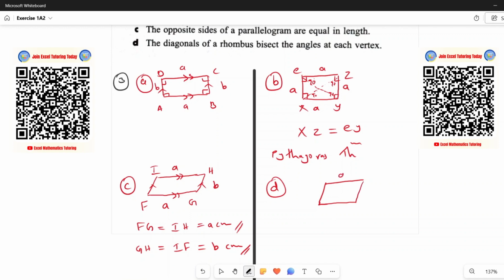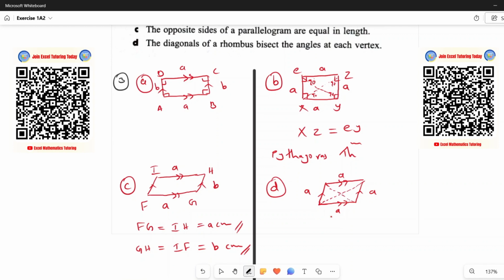So which means this side is A, this side is A, this side is A, this side is A, and opposite sides are parallel. These two sides are parallel. So this is a parallelogram. We just need to find that the diagonals of a rhombus bisect the angle at each vertex. So if we draw the diagonals, these are the two diagonals.